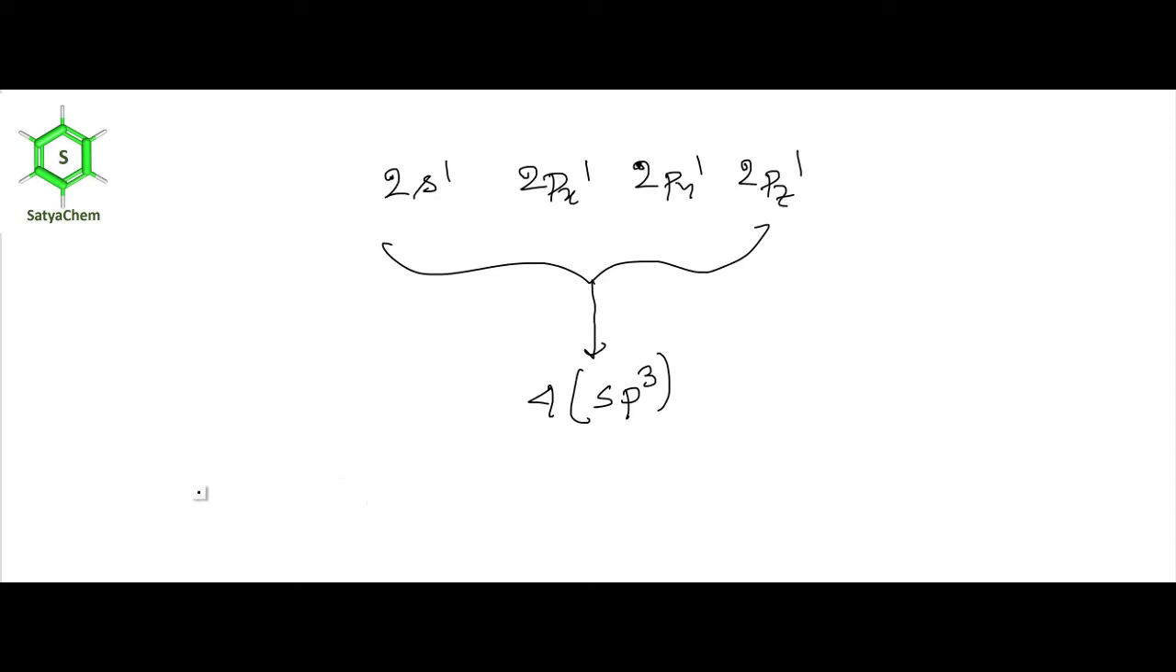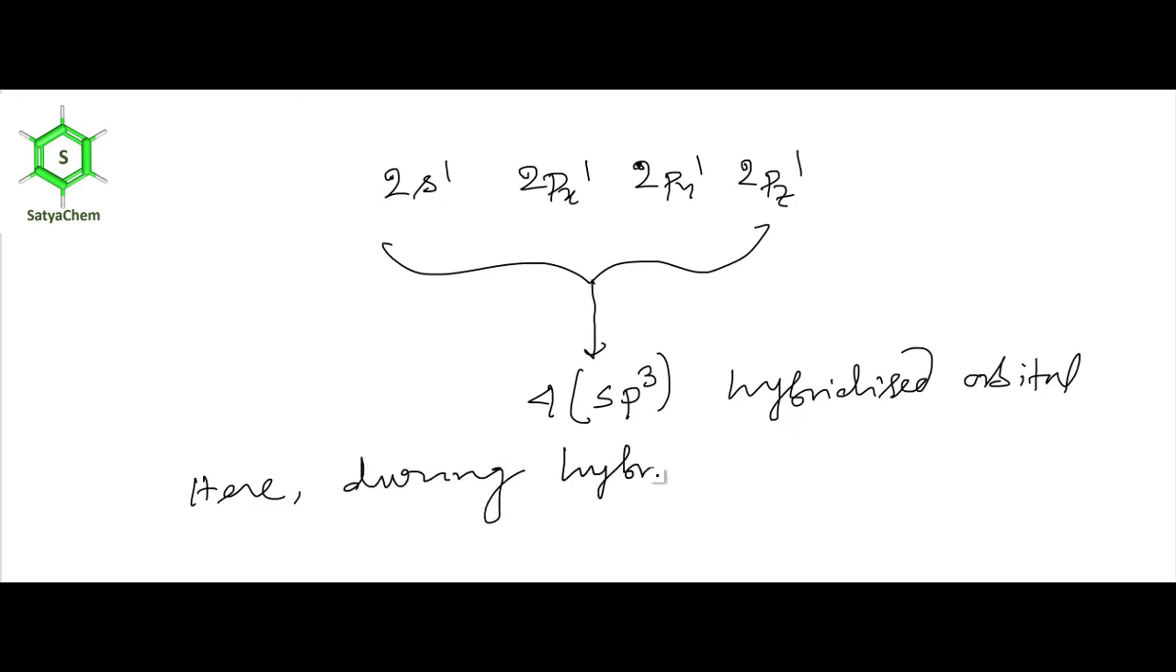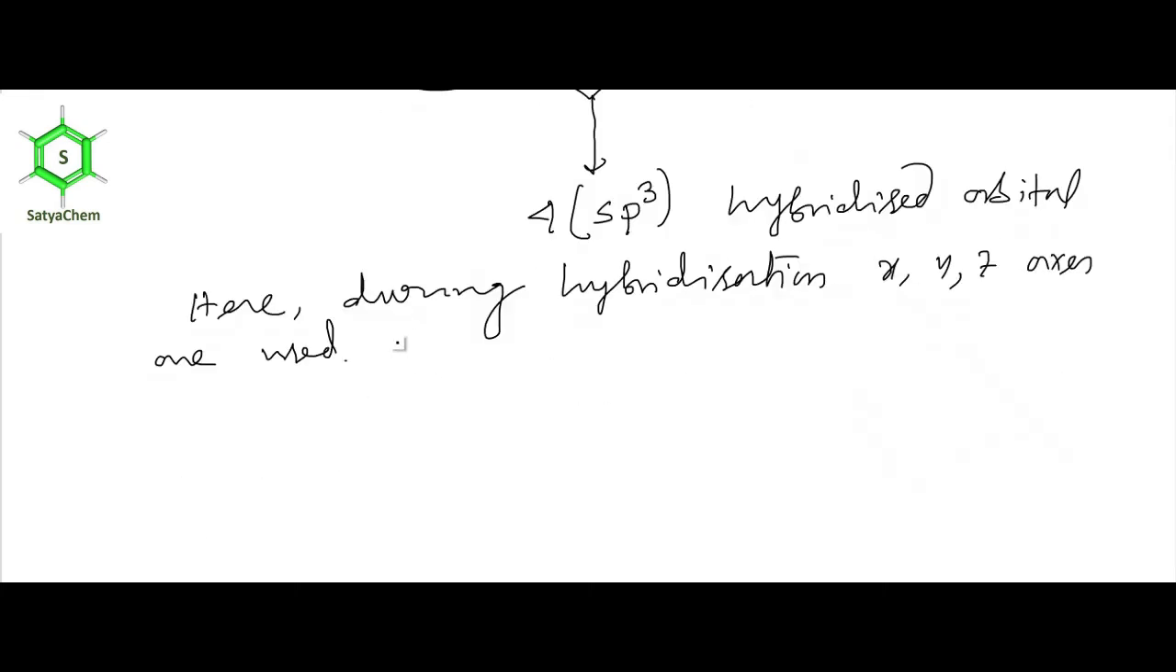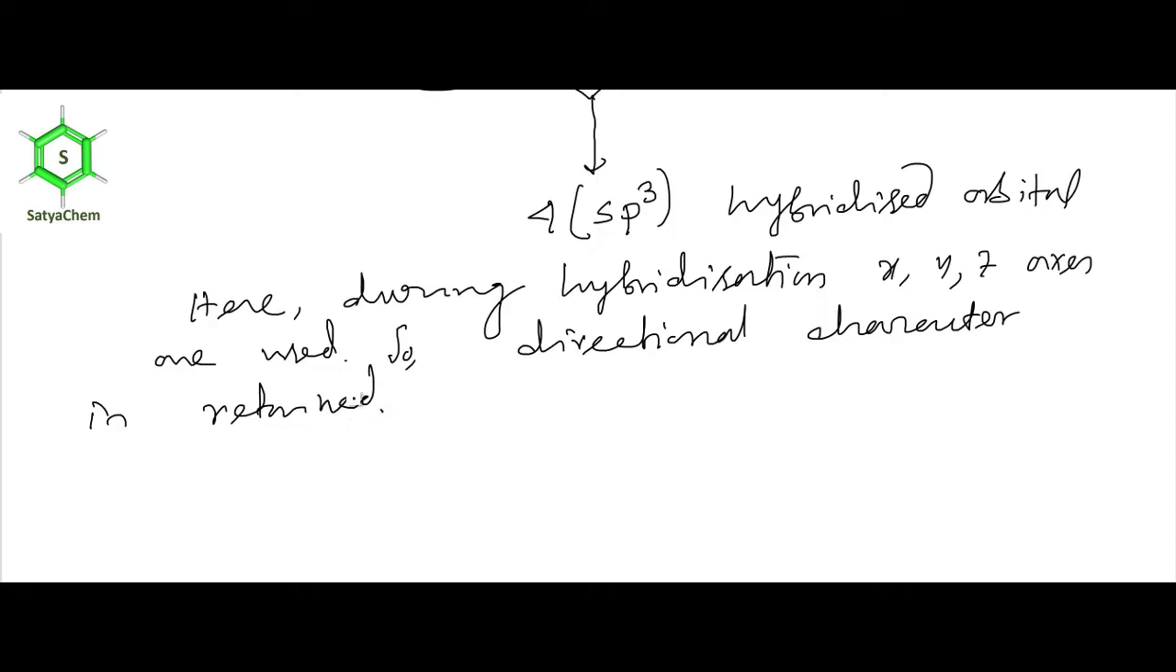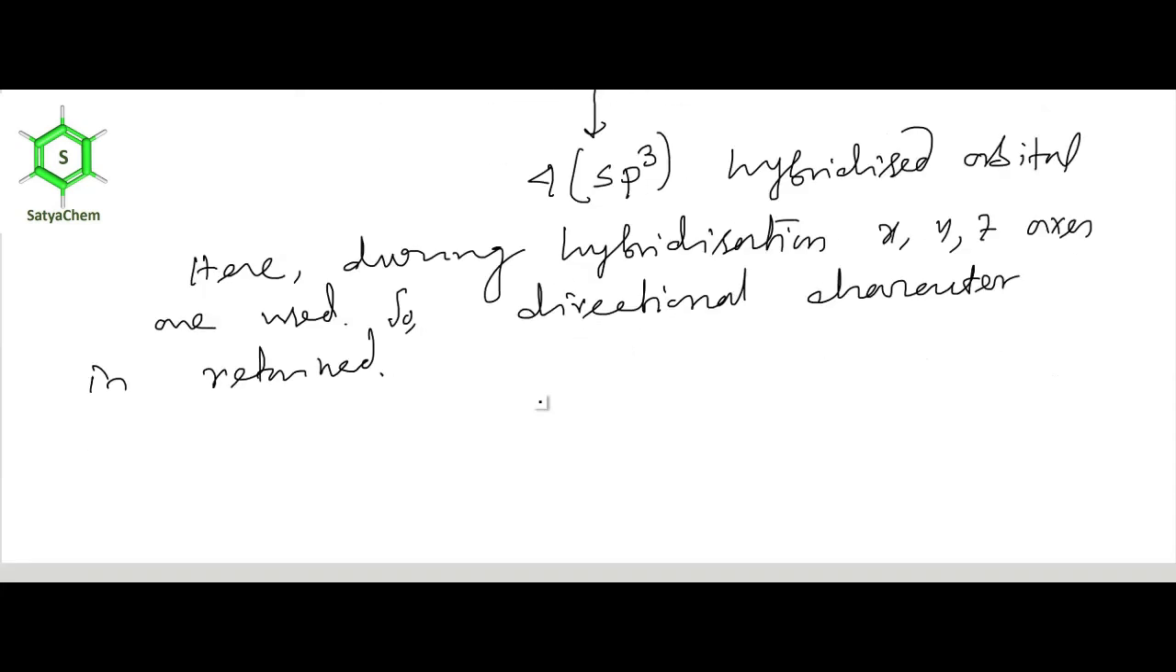Why? Because here, in forming the 4 sp3 hybridized orbitals, the x, y and z axes are used, and it is very important because the directional character is retained. We give strong importance to directional character because it will be relevant in nucleophilicity. When we discuss nucleophilicity, then we'll understand the importance of directional character. As a result, the 4 sp3 orbitals are directed towards the corners of a regular tetrahedron.